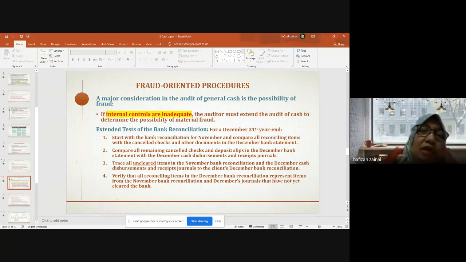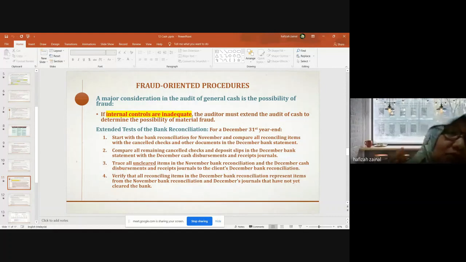Instead of just looking at the month of December, we also ask the client, I want to see your November bank reconciliation. I also want to see, perhaps sometimes, the January bank reconciliation. Why? Because one of the controls I mentioned is that bank reconciliation must be prepared on a monthly basis. Sometimes they know the auditor will definitely ask for the bank reconciliation on 31st December, so they just do the bank reconciliation for 31st December.